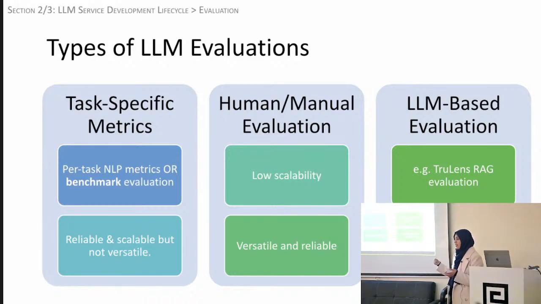You probably can't do that with an existing NLP metric, right? So either you'll end up making your own task-specific metrics, or you'll use some standard metrics that are already there. These are very reliable, these are scalable, but they're not versatile. They won't work all the time, right? You'll have cases where they won't work.